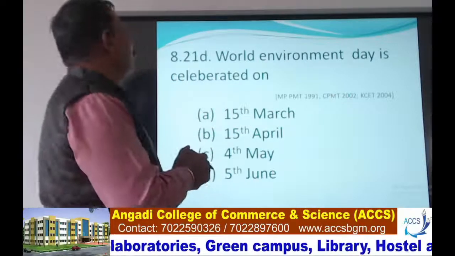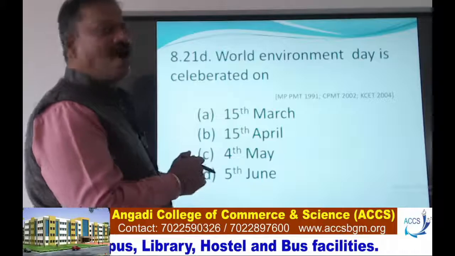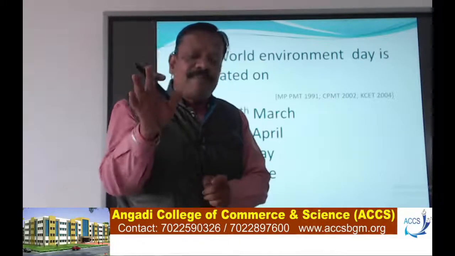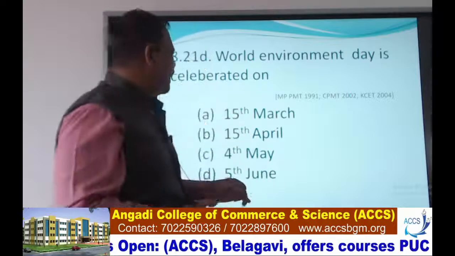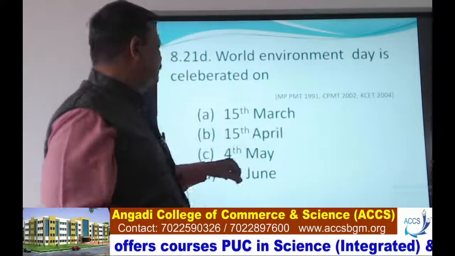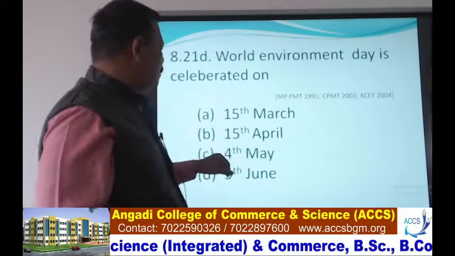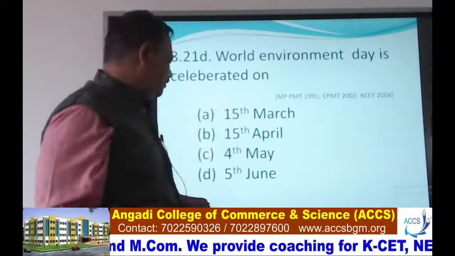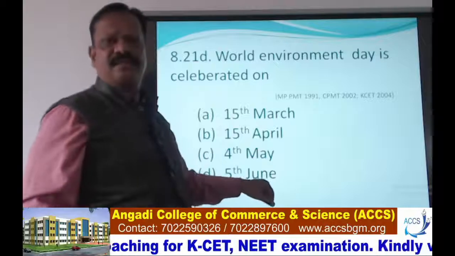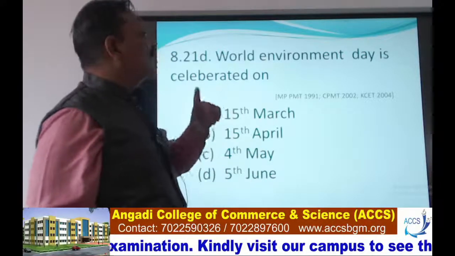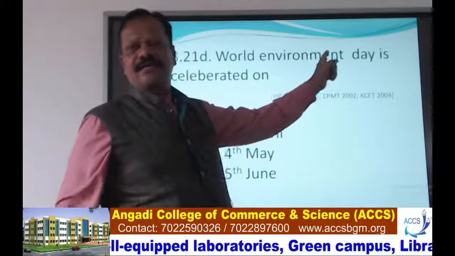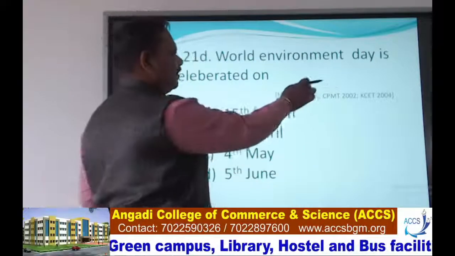World Environment Day is celebrated on. You already celebrated World Environment Day, and you have to remember when. Options: 15th March, 15th April, 4th May, 5th June. Which is the right one? Of course it is option D, 5th June. We use this day as World Environment Day. So, next one.